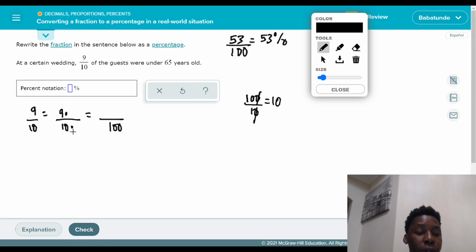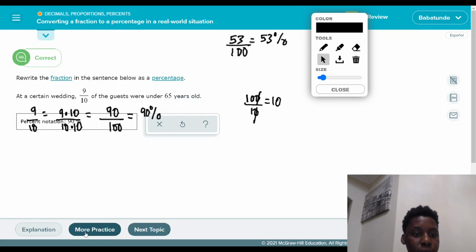So the number that will give us 100 as the denominator in this case should be 10, right? And remember, we have to multiply the top also by 10, because we already found out that 100 divided by 10 equals 10. So 9 times 10 equals 90. Then 10 times 10 equals 100. So now it's in a percentage form, and we can express this as a percentage. So now we can say this equals 90%. This percentage sign basically means over 100, right? It's basically saying percent. So let's put that in as 90%.